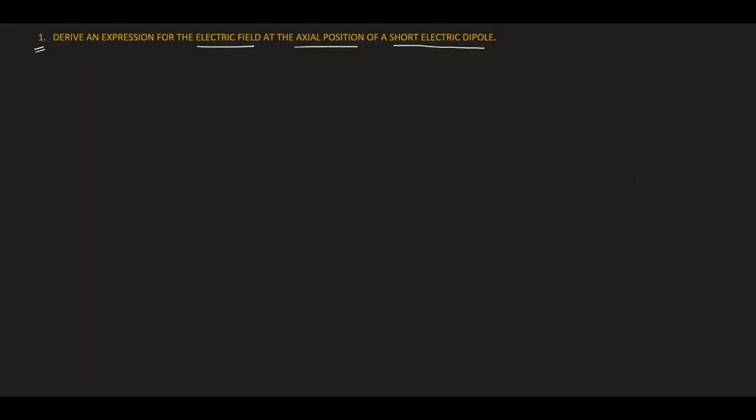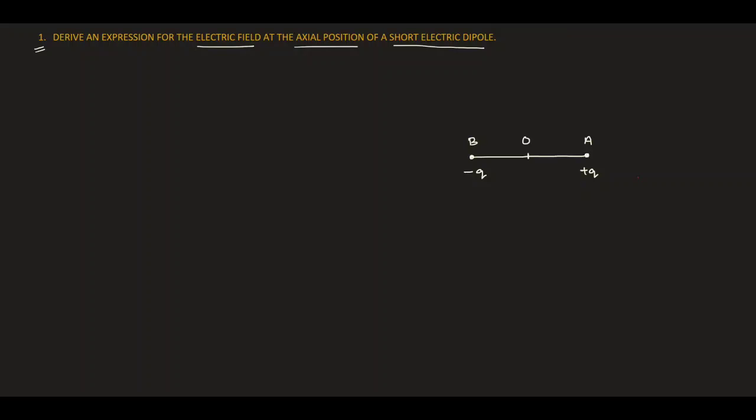So let's do it. We know that an electric dipole consists of two equal and opposite charges separated by a small distance. Now I have to draw an electric dipole. So this is the electric dipole where I have taken two equal and opposite charges, minus q and plus q. At the point A, charge plus q is present. At the point B, charge minus q is present. Suppose O is the center of the dipole, meaning O is the midpoint of the line joining the two charges plus q and minus q.